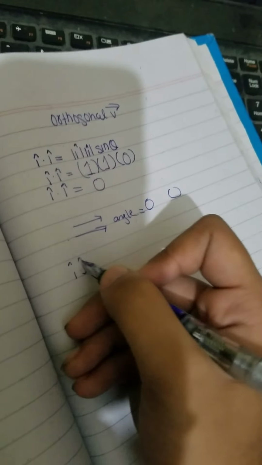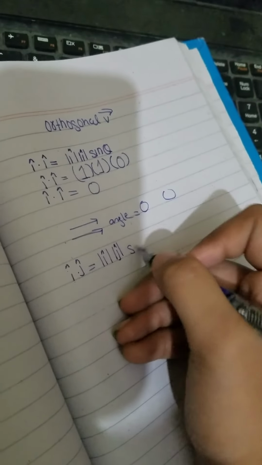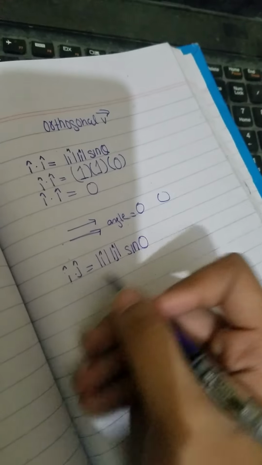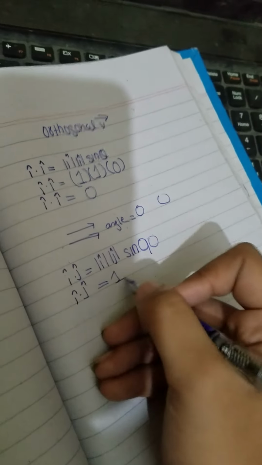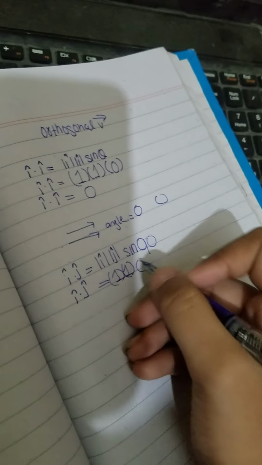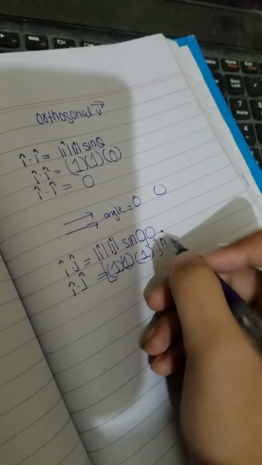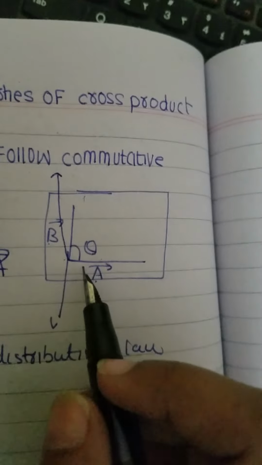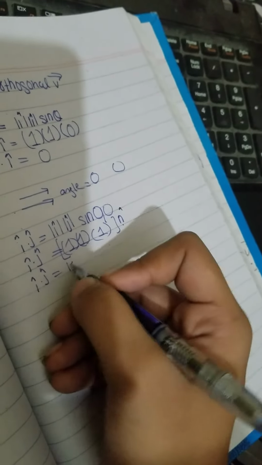For example, if we have I cap and J cap, then we get magnitude of I cap times magnitude of J cap times sine 90 degrees, right? So I cap cross J cap is 1 times n, where n is a normal vector, a unit vector, which is the resultant vector here, right? It is actually perpendicular to the plane. These two are coplanar while it is perpendicular to the plane. So the answer that we get is I cap cross J cap is K cap.